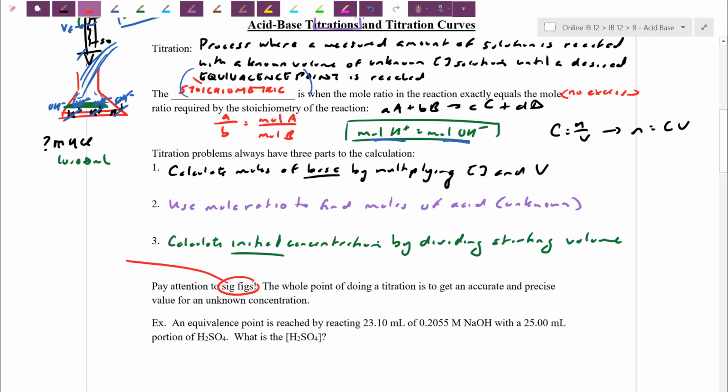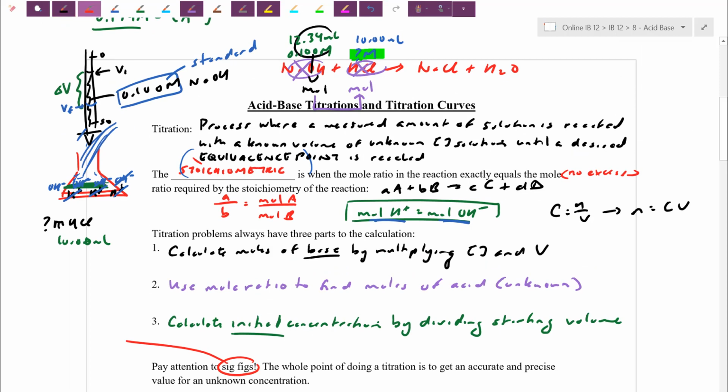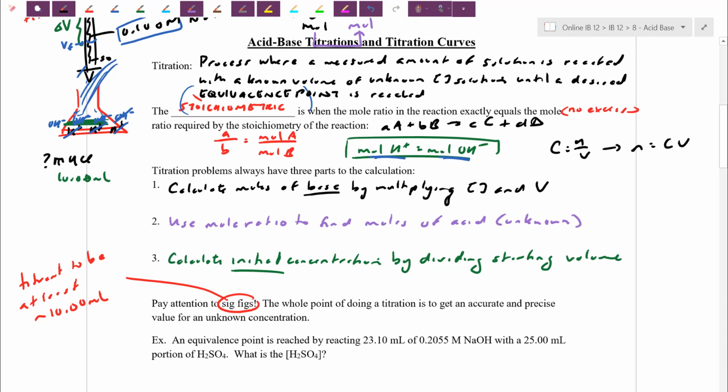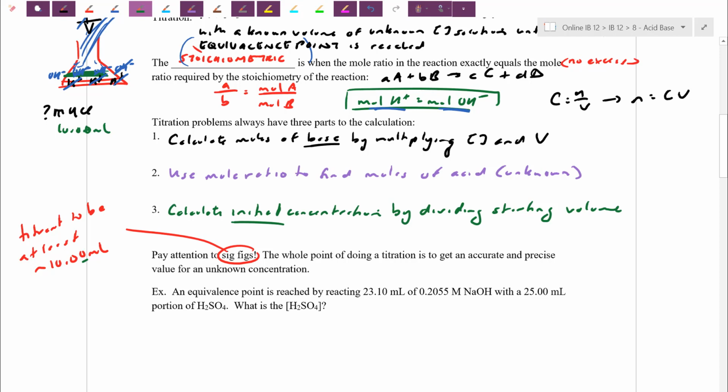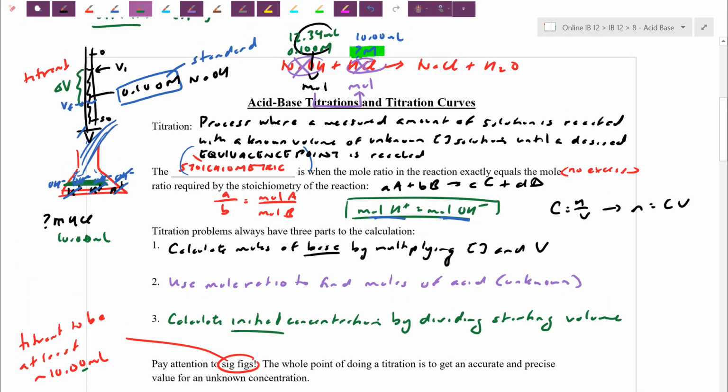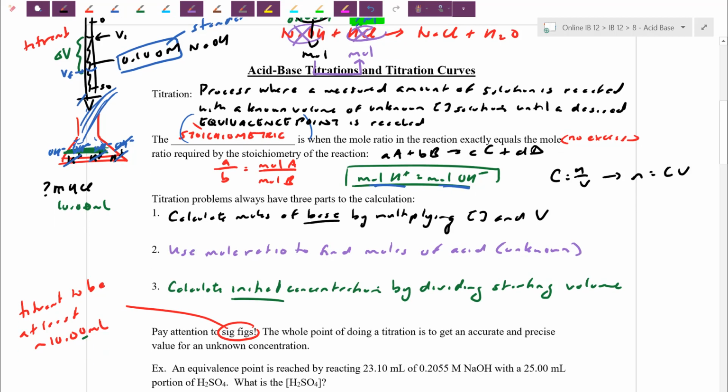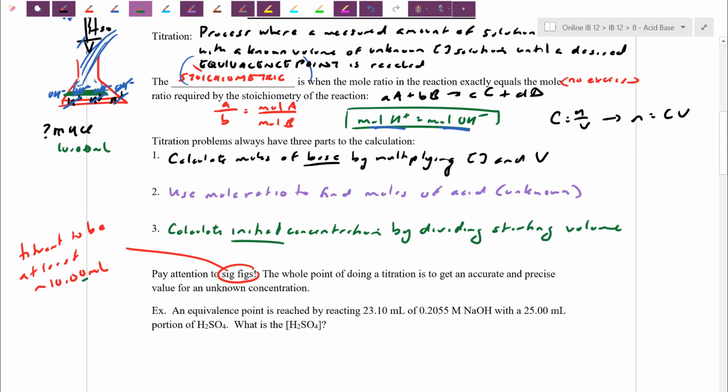Sometimes what we can do, because I don't necessarily know how much to hit equivalence here, usually this is referred to as a titrant. The titrant is how much I drop in. Usually I want my titrant to be at least 10 milliliters. Because your burette allows you to read 2 decimal places. If I only needed to add, let's say, 5 milliliters, I would at maximum have 3 sig figs, like 5.23, something like that. If my titrant is at least 10 milliliters worth of how much I'm dropping in, some number like 12.34, at least that's 4 sig figs. That's the whole point of actually getting to be really precise.